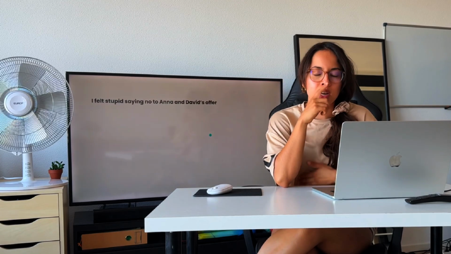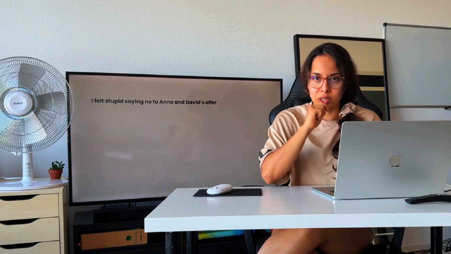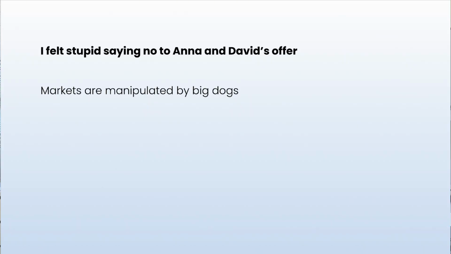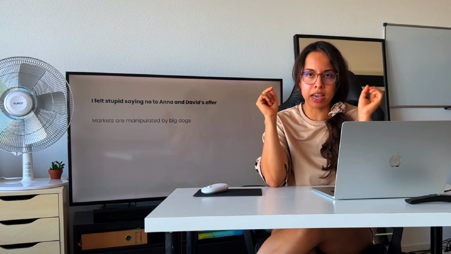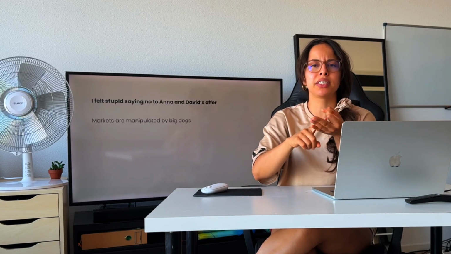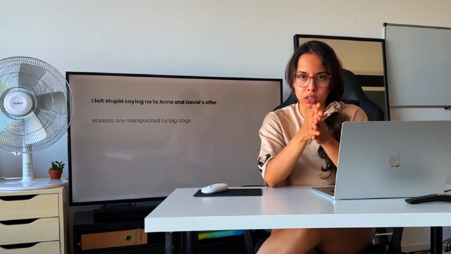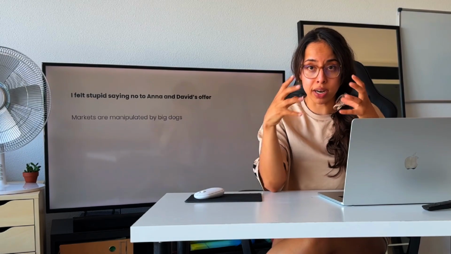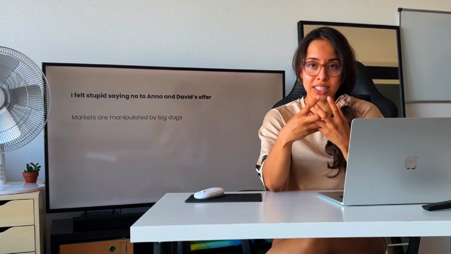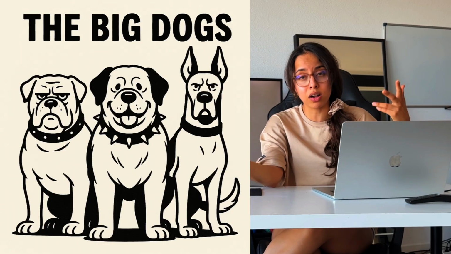Going back to Anna Coulling's and David's offer, which comes from their book. The offer is as follows. The offer is based on the premise that the markets are manipulated by the big dogs. So there is a game, and the game is rigged. You could say either by the insiders, by the market makers, by the politics, by the elite, by the financially literate people, whatever you want to call it, by the rich ones. The game is rigged. It's controlled. Somebody makes the decisions, and somebody can say, now the price goes up and now the price goes down. We call them the big dogs.